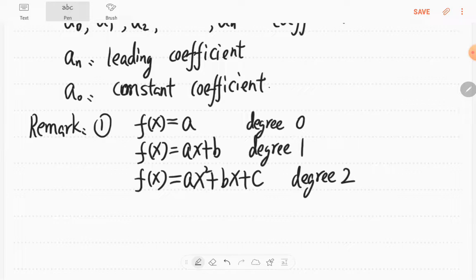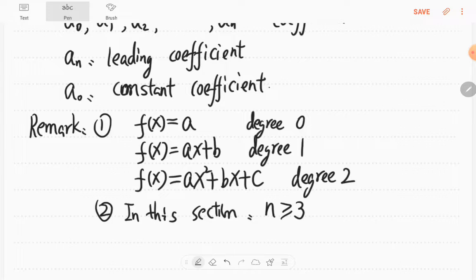So we have studied these functions already, and we know the graph and we know the properties, right? So now in this section, we're interested in n greater than or equal to 3. We want to develop some properties for the general polynomials, and we want to sketch the graph for the general polynomial.